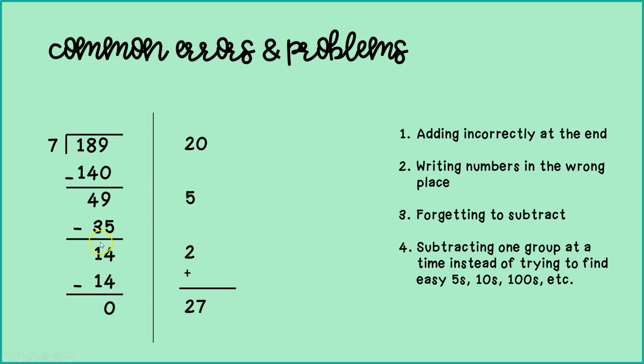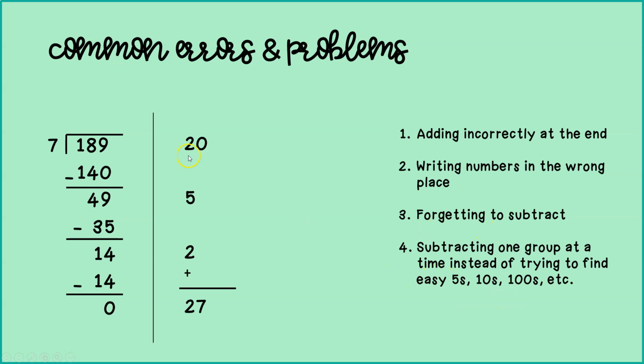Writing numbers in the wrong place can be problematic for both this method and traditional long division. They need to know that they're writing the number of groups over here. So sometimes you will see a student write the 140 over here instead, and that is just addressed with more practice and showing them other examples. Forgetting to subtract can be problematic as well. Sometimes students kind of get into a trance where they're just writing things and not really thinking about what they're doing. And then this is probably the biggest issue with this method.